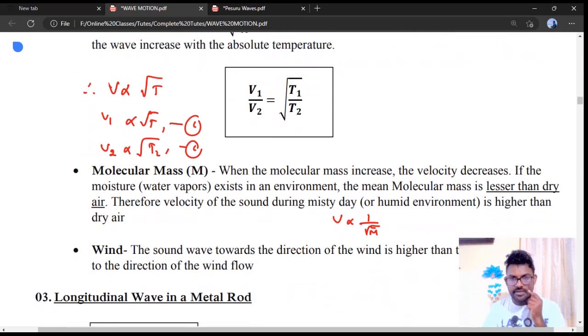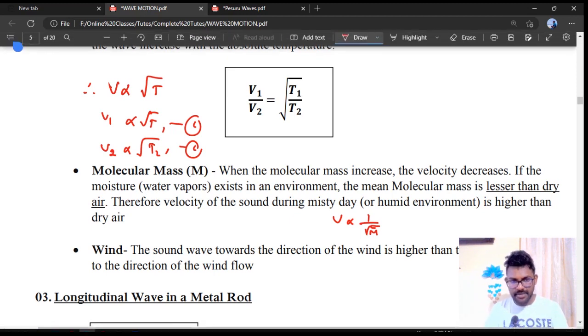All right. This is a common question that is asked most of the time in MCQs, but students mix it up because of thinking it wrong. The question is, what happens when you have wet air, which means humid air? It could be a misty day. What can you say about the velocity of the sound?